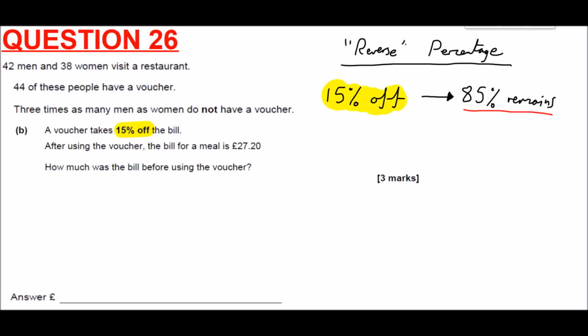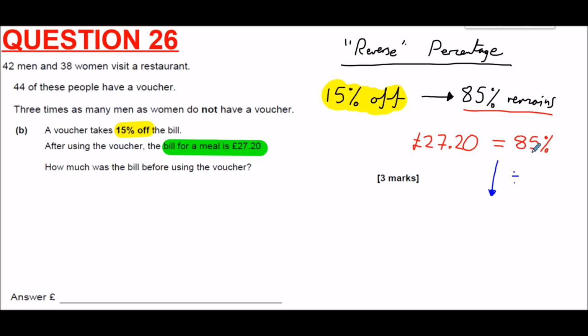And so what it says here is that after using the voucher, the bill for a meal is £27.20. And so £27.20 doesn't represent the full original total. That's 85% of the original value. We need to work out from 85% the original price, which was 100%. As I've said before, the original price is 100% of itself.